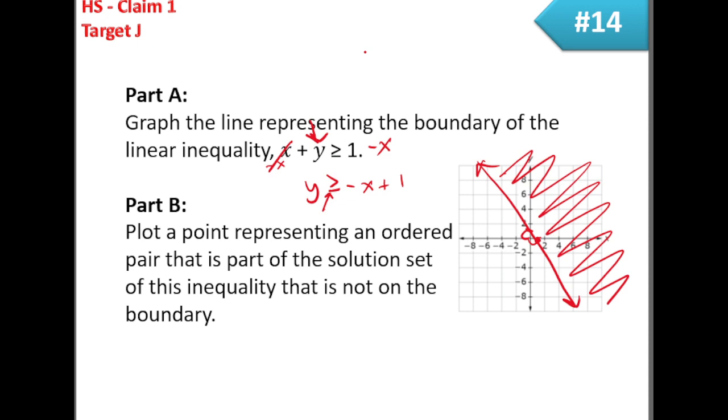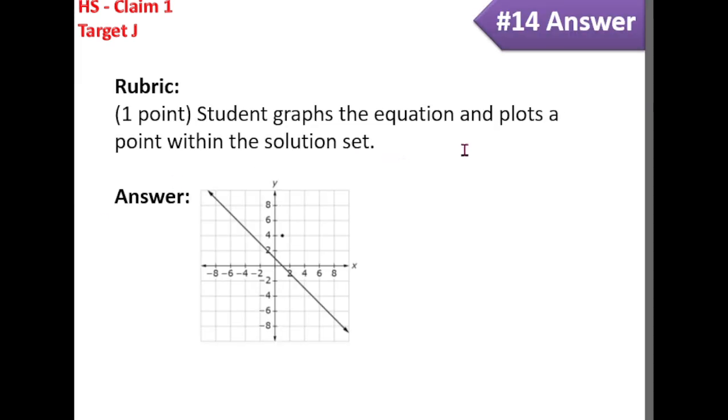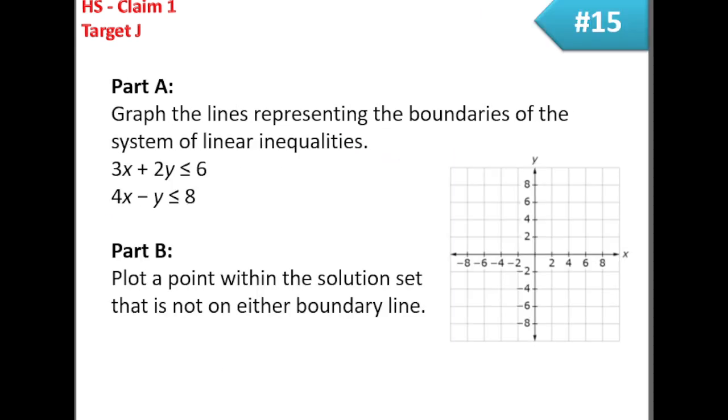Plot a point representing an ordered pair that is part of the solution set of this inequality that is not on the boundary line. So that means this line right here is our boundary line. So any point here, such as 6, 6, will be a solution to this. Anything that's in the shaded area is a solution set. Next, here we go.